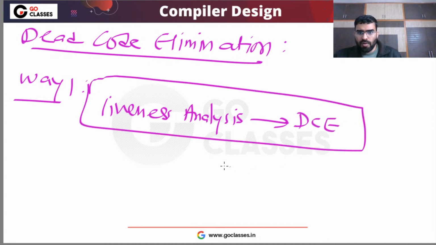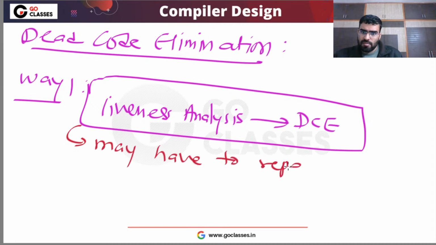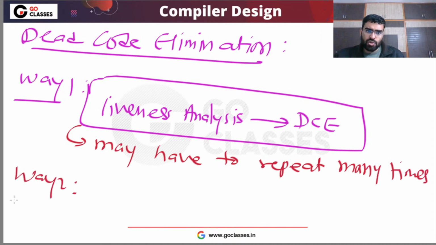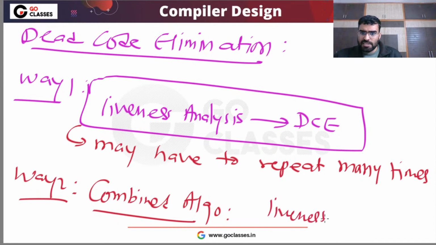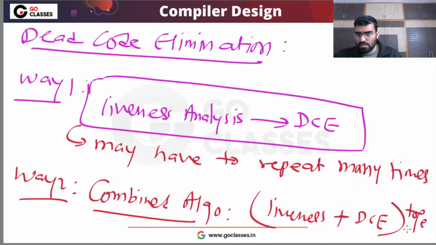So what is the problem with this? What is the disadvantage? You may have to repeat many times. And what is way two? Way two is a combined algorithm. What will this combined algorithm do? It does liveness analysis plus dead code elimination together, simultaneously.